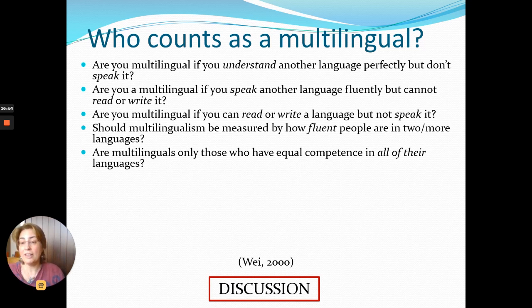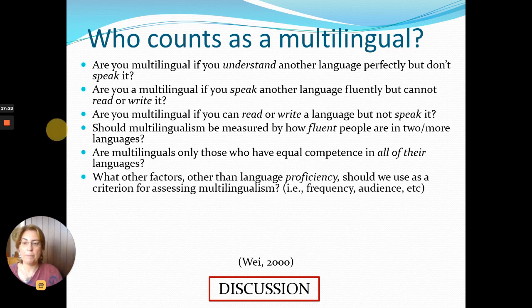This is related to the former slide. If multilinguals mostly have different competences in the different languages, does that mean that a true multilingual is not there? Only the rare multilingual that has perfect matching of competencies, understanding, speaking, reading, and writing in all of their languages, even if those competencies might be very low, for example, or something like that. Who counts as multilingual?